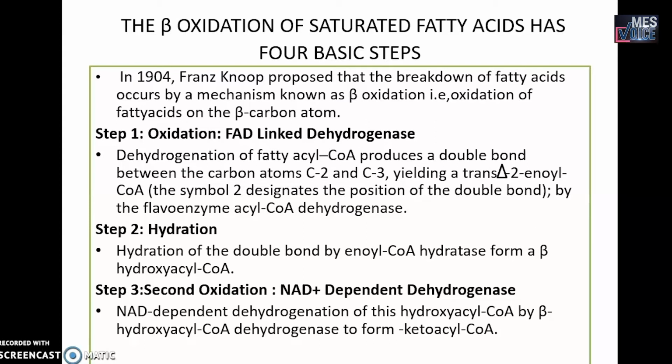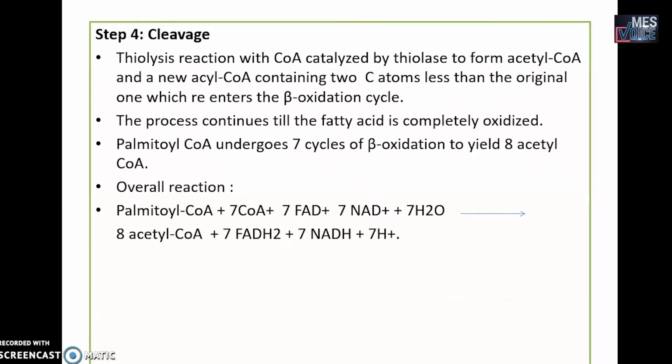Then second step, hydration. Hydration of the double bond by enoyl CoA hydratase forms beta hydroxyacyl CoA. Then third step, second oxidation catalyzed by NAD plus dependent dehydrogenase. NAD plus dependent dehydrogenation of beta hydroxyacyl CoA forms ketoacyl CoA, and the enzyme involved is beta hydroxyacyl CoA dehydrogenase. Step 4, cleavage or thiolytic cleavage.